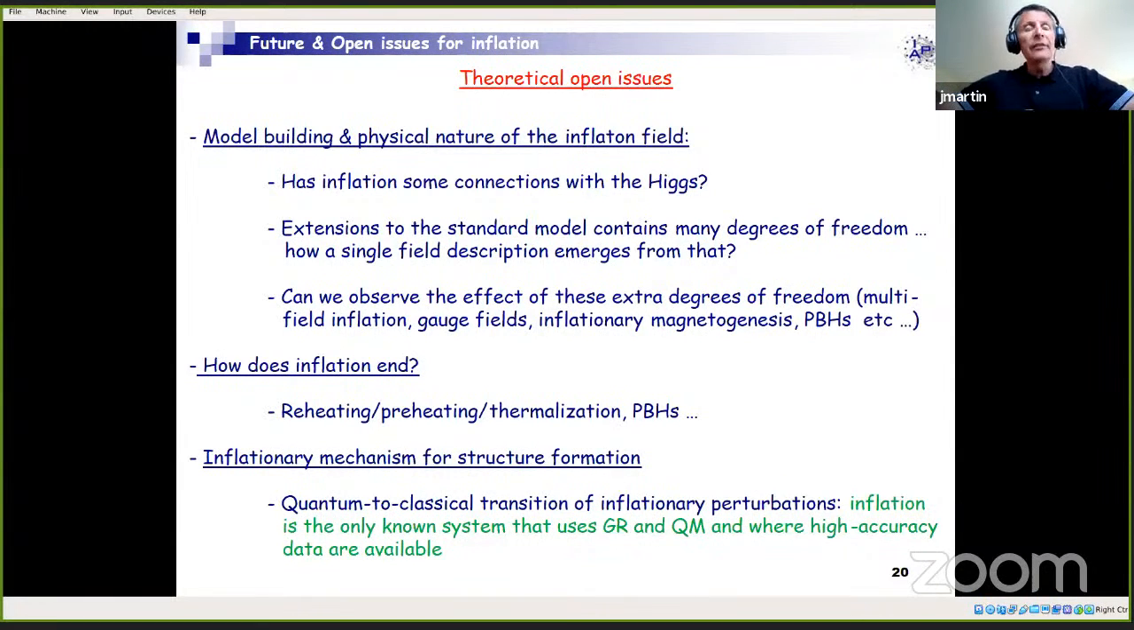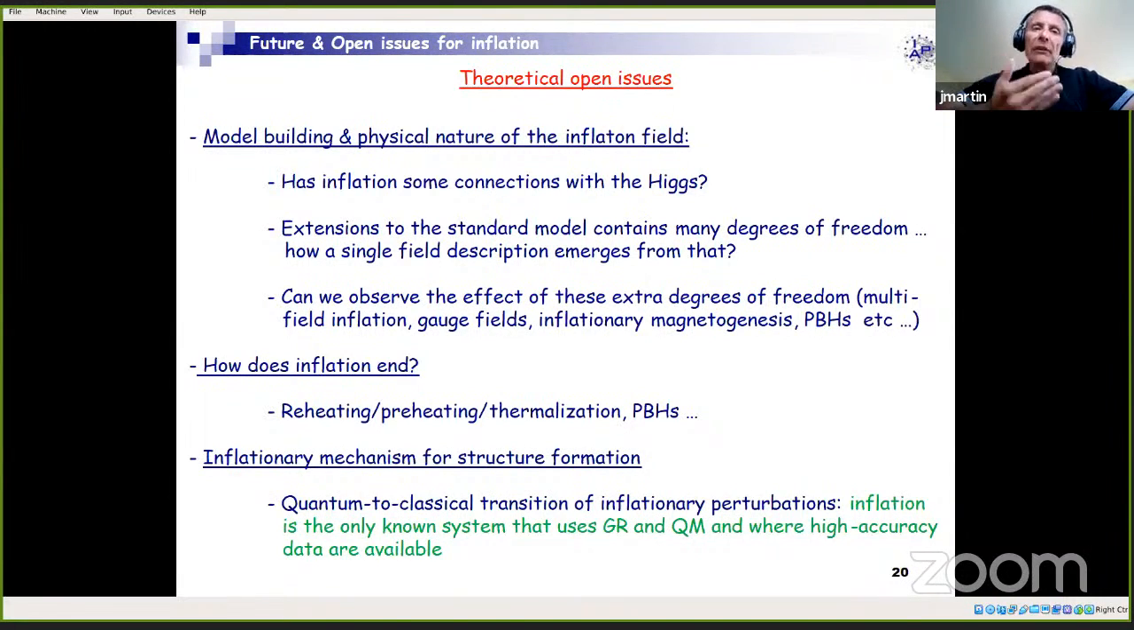that we can ask. Another obvious question is, of course, we would like to know more about how inflation ends. So this is the question of the reheating, of the preheating, how thermalization takes place, and so on. And finally, there is also the question of the inflationary mechanism for structure formation that I described previously. And here the question is the quantum to classical transition. So initially the perturbations are quantum. When we analyze them, they are classical. How this transition proceeds is still not known.